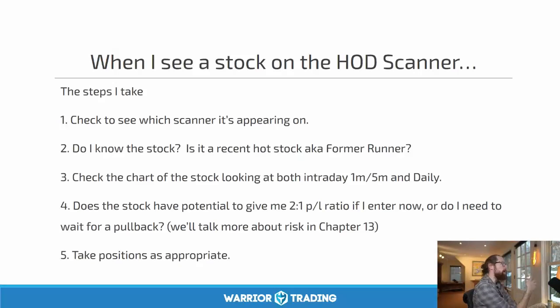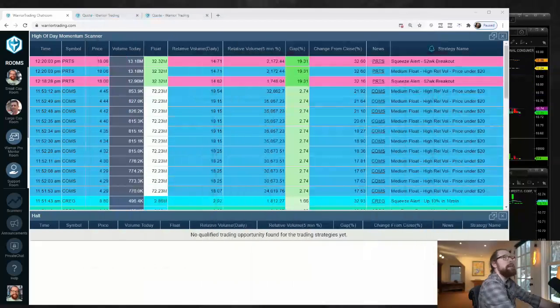I check the chart of the stock as per what we talked about in chapter 5, really just the general strength, the daily chart, gaps and windows. Then number 4, does the stock have the potential to give me a 2-to-1 profit loss ratio if I enter it now? Can I get in and risk 100 to make 200? And then I would take positions based on one of the strategies that we'll talk about in the pro classes, whether it's a half dollar, whole dollar, ABCD pattern, first candle to make a new high, etc.